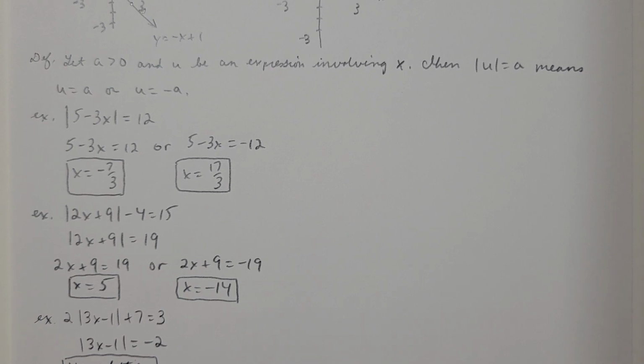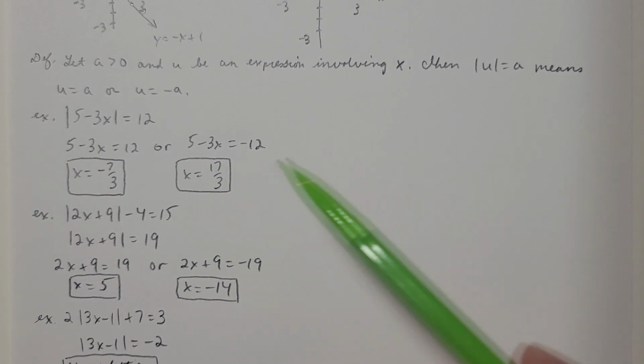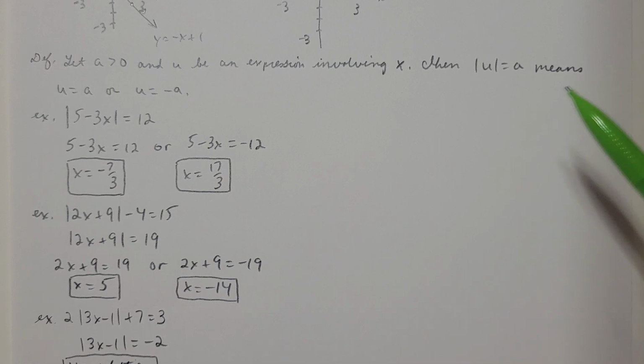Okay? So let's take a look at some examples. Now by the way, I sometimes see a student solving an absolute value equation and they will only have one equation when they lose the absolute value bars. Don't ever do that. You'll end up getting a wrong answer. You always have two equations when you lose the absolute value bars.